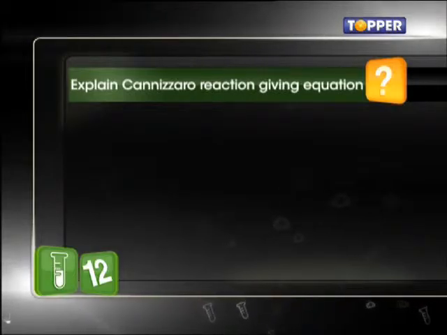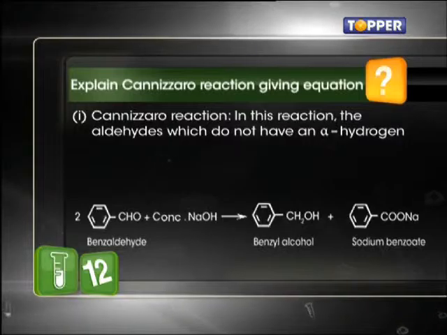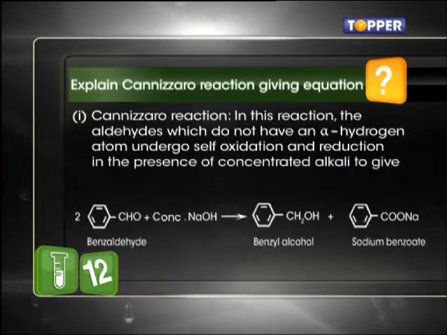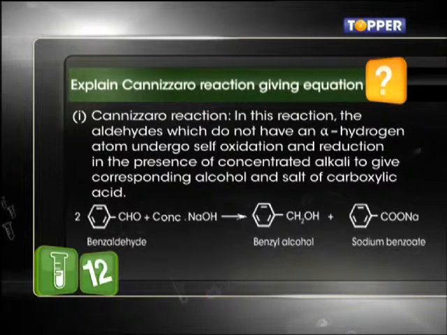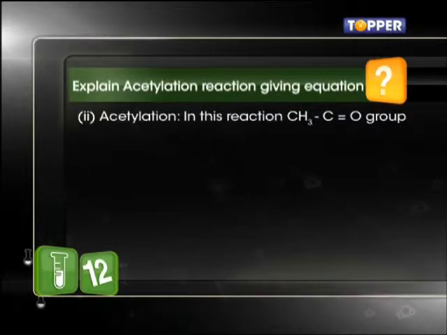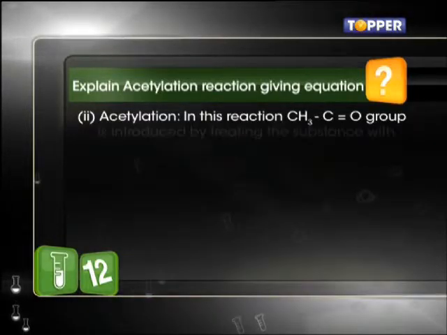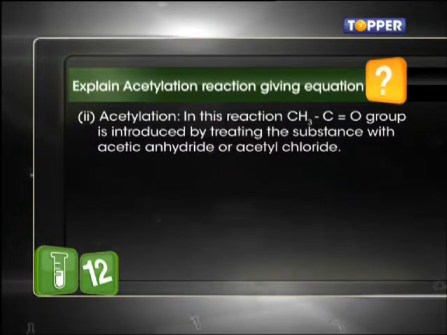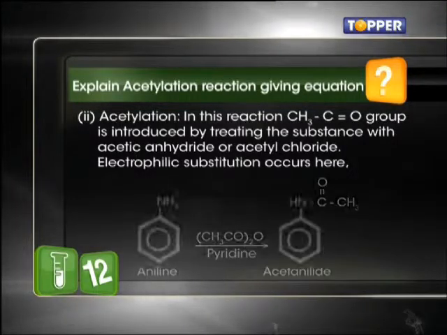Let's begin with the Cannizzaro reaction. In this reaction, the aldehydes which do not have an alpha hydrogen atom undergo self-oxidation and reduction in the presence of concentrated alkali to give a corresponding alcohol and salt of carboxylic acid. Moving on with acetylation, in this reaction CH3CO group is introduced by treating the substance with acetic anhydride or acetyl chloride. Electrophilic substitution occurs here.